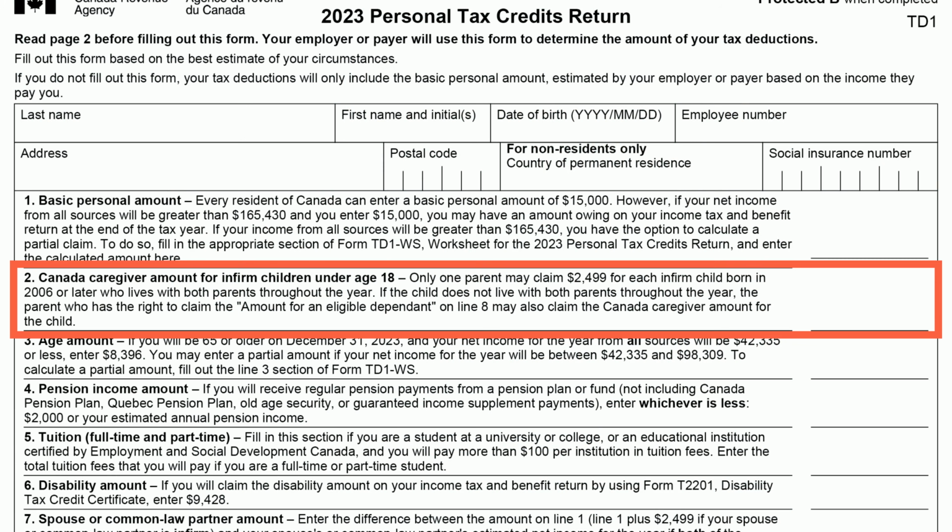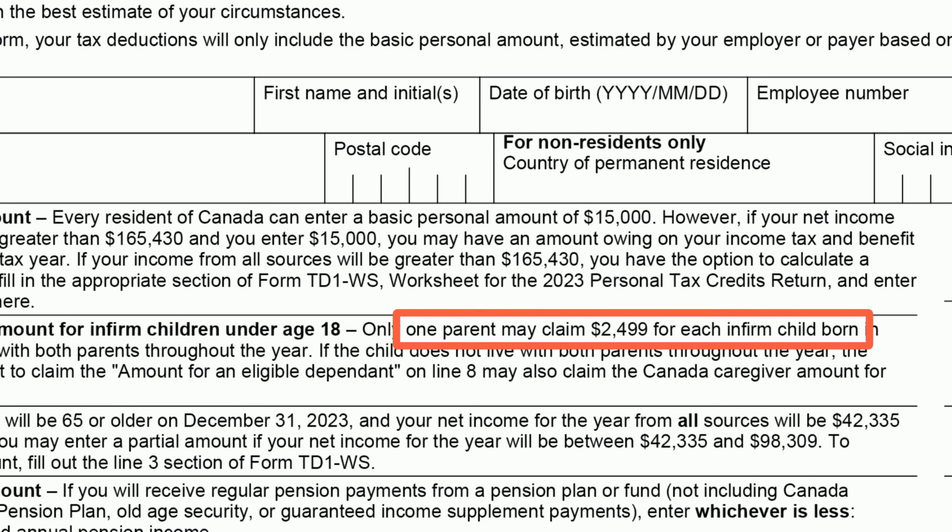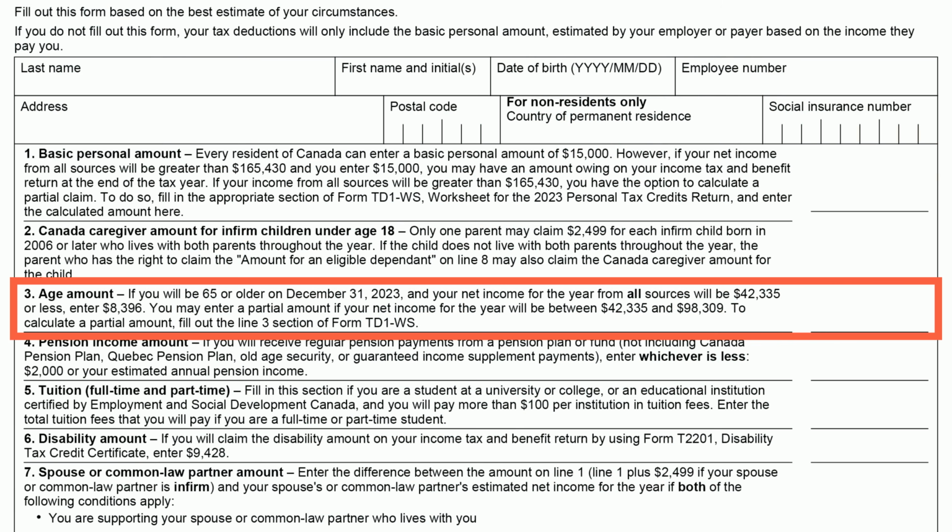Line 2 is for those who have a child who is infirm and under the age of 18. Here you'll enter $2,499 per infirm child. You can find out more information on the Canada Caregiver amount eligibility linked in the description below. Line 3 is for those 65 years of age or older.